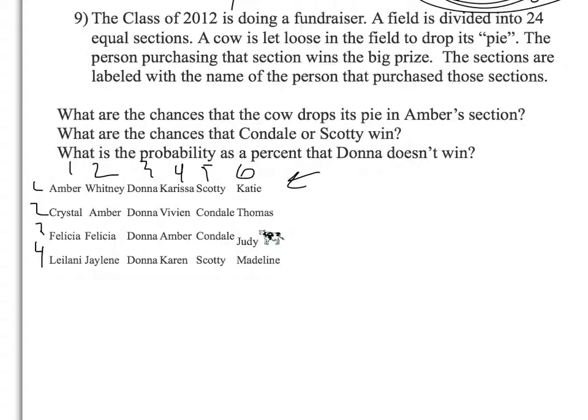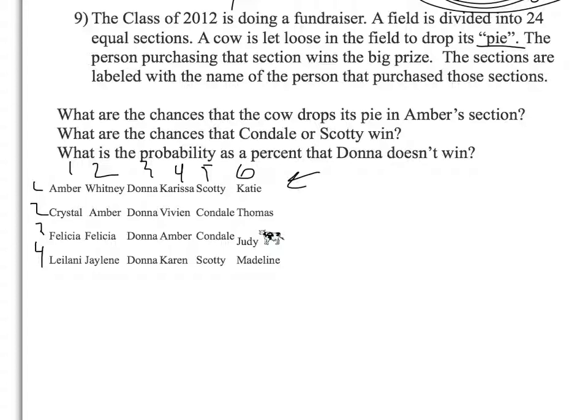Now, they let a cow loose onto this field, and it drops its pie. I think we all know what that means. Now, the person purchasing the section where the pie is dropped wins a big prize. Now, the sections are labeled with the person's name. What are the chances the cow drops its pie in Amber's section?